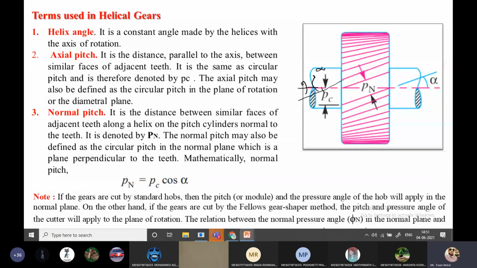Now axial pitch. Axial pitch has the same usual meaning that we discussed in the previous spur gear, that is circular pitch, PC.